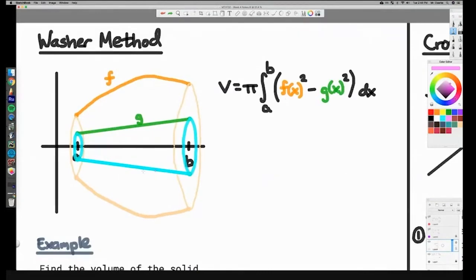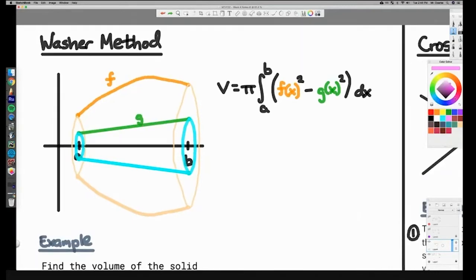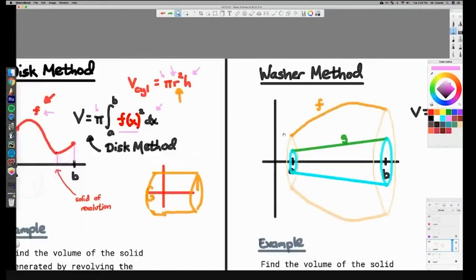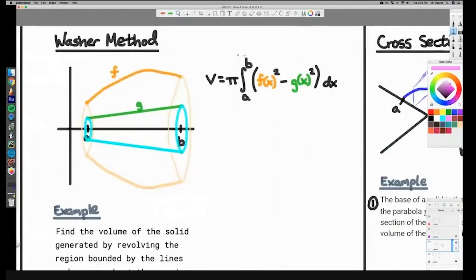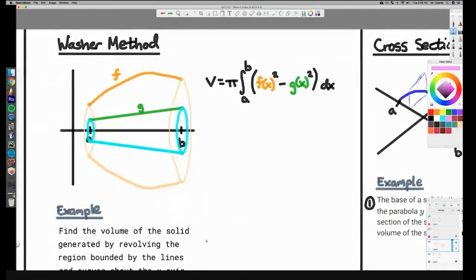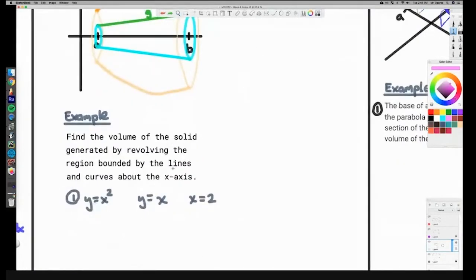You should not have a negative volume because that's impossible. Anyway, it's the same exact formula, only there's a minus g of x squared. That one's just f of x squared. Make sure it's in parentheses because you still have to multiply both of these by pi. So let's do an example.